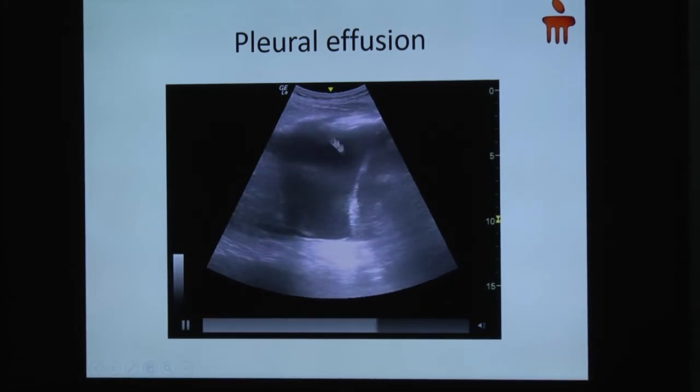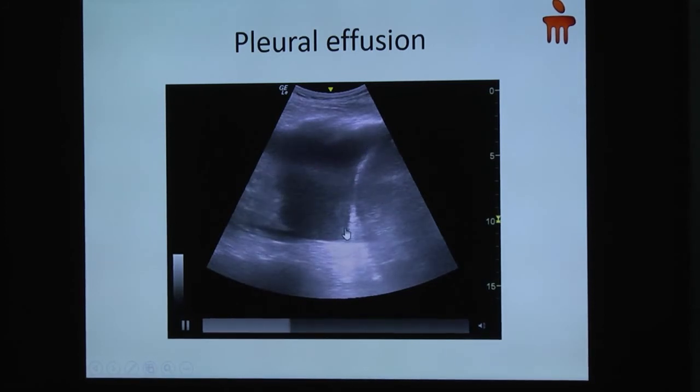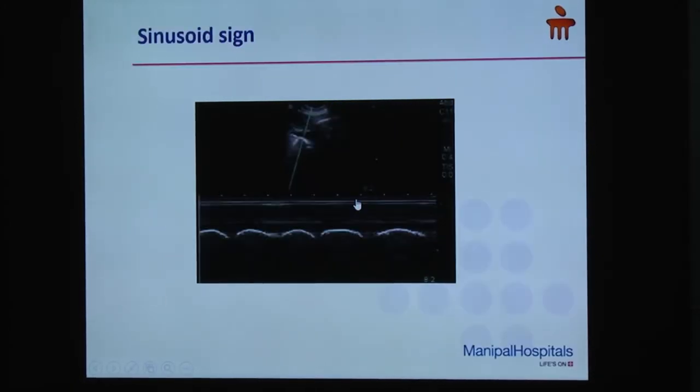This black thing is the fluid. This is the diaphragm. This could be liver or spleen, depending on whether you are on the right side or left side. So it is a very, very useful sign. The other sign, which I don't find very useful, but in all the literature it is very consistently put, is if you put an M mode on the pleura above the lung, below the fluid, you will see that it will have a wavy appearance, because the fluid will make the pleura move like that. This is called the sinusoid sign. It also means that whatever black thing you are seeing is fluid.